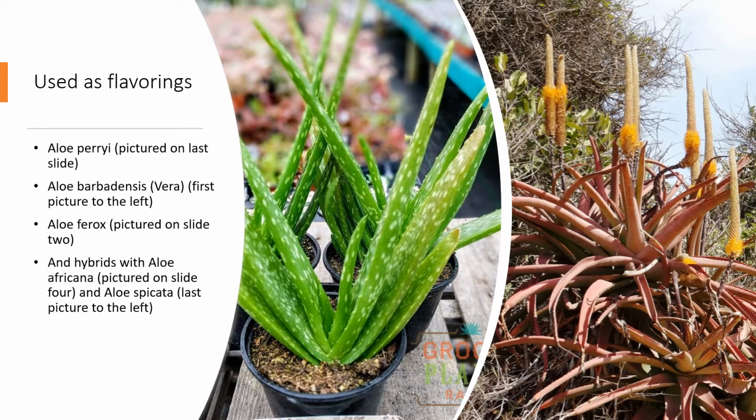Then we have aloe furrow, which is pictured on the slide to the right there. And then we also have hybrids of these that are out there. We have aloe africana, which is pictured on slide 4, and aloe spicata, which was pictured on the last picture to the left. So there's lots of different aloes out there. We'll talk more of those in a minute.